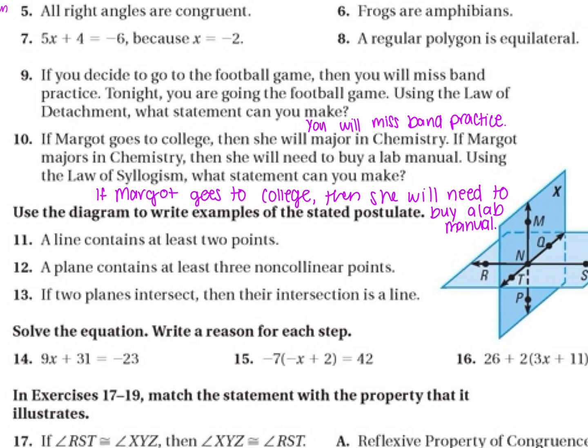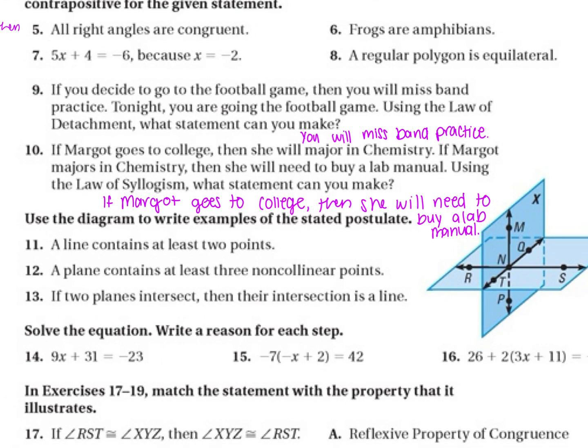All right, 11, 12, and 13. We could have had multiple different answers for this. It says use the diagram to write an example of the stated postulate. So looking at number 11, a line contains at least 2 points. I need an example of a line that contains at least 2 points. For this one, I'm just going to put line MP. Don't forget your line at the top has to have the arrows. I'm specifically talking about a line, not a segment.